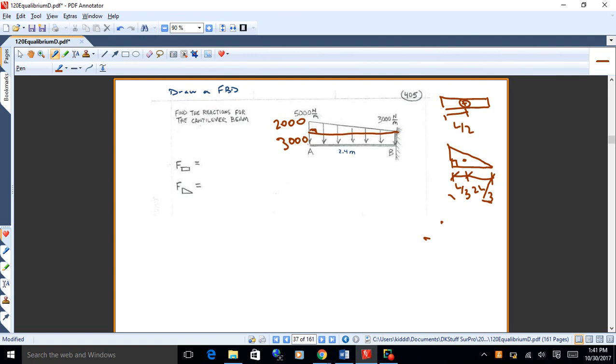So why don't you find the force associated with the triangular load and the force associated with the rectangular load, and then put them at their centroids. Okay. So that'd be the first step in making this free body diagram, and then also see if you can get the reactions on that.